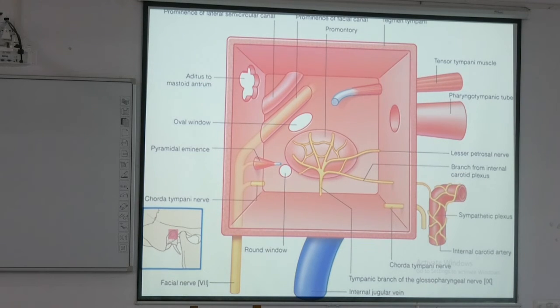This is the medial wall. What is the feature that is present in a medial wall? A bulge. This is the bulge we are talking about here. This bulge, we call the promontory. On top of the promontory, there is one hole, the oval hole.